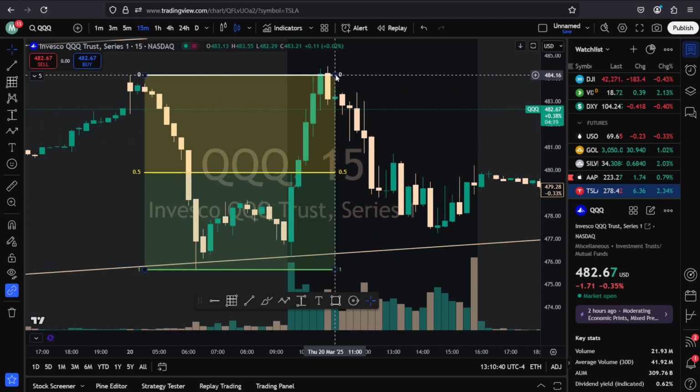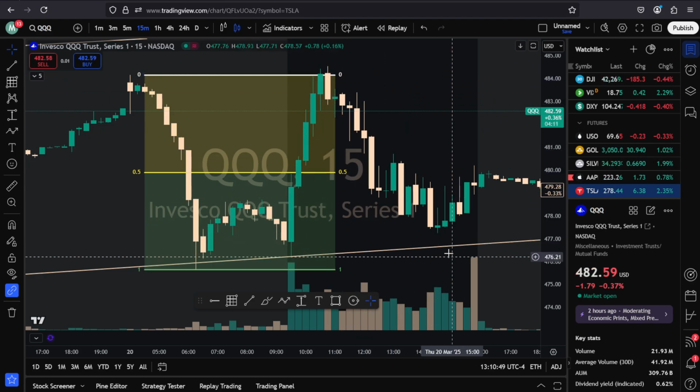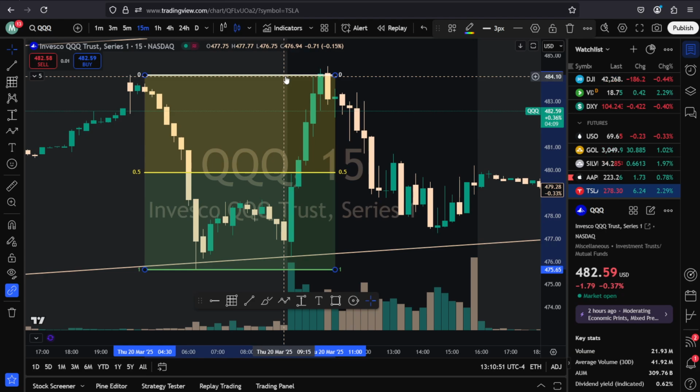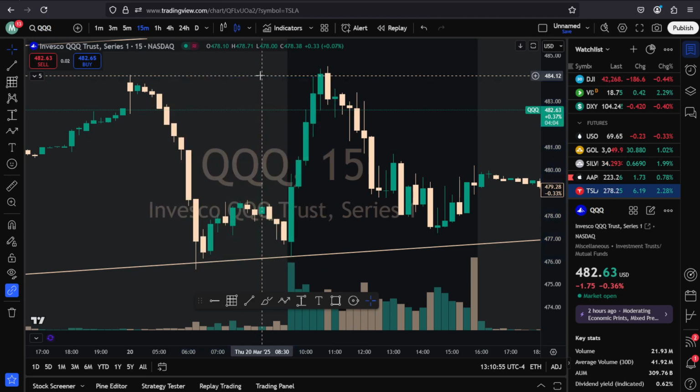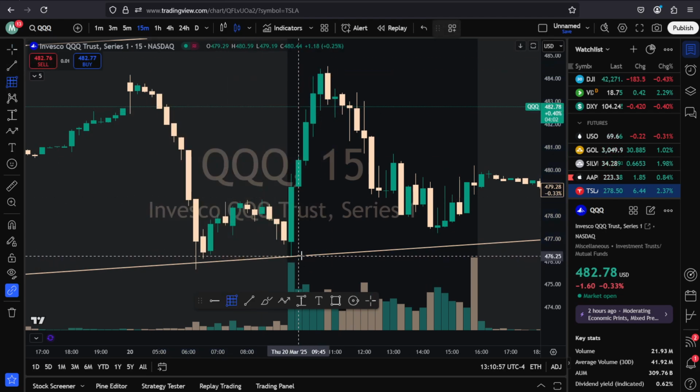Continued up all the way to the 0% retracement, or the full retracement of that model. Got to close just above it, and then ended up retracing all the way back down. In this case, because you fulfilled that retracement, delete it, and then you draw your next retracement.